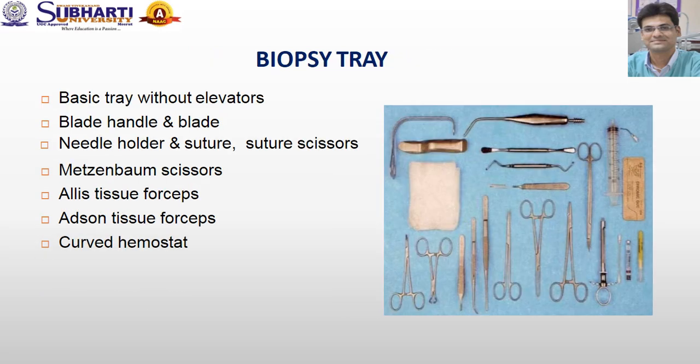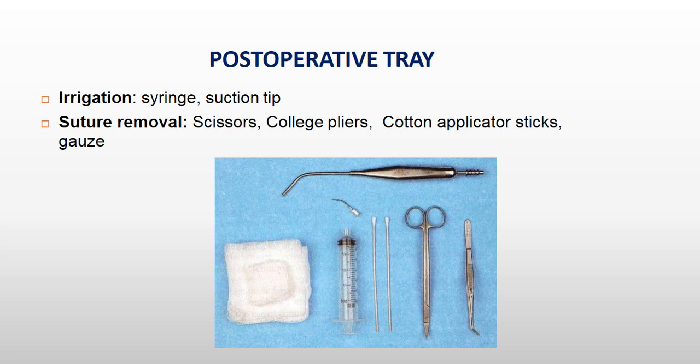Biopsy tray includes all the instruments in the basic tray except the elevator. Apart from this, it includes blade handle and blade, needle holder and suture scissors, Metzenbaum scissor for dissection or undermining of the tissue, tissue forceps, Adson tissue forceps, and curved hemostat. The post-operative tray should include necessary instruments for irrigation, that is syringe and suction tip, and the suture removal armamentarium: scissor and college plier, cotton applicator sticks, and gauze piece.